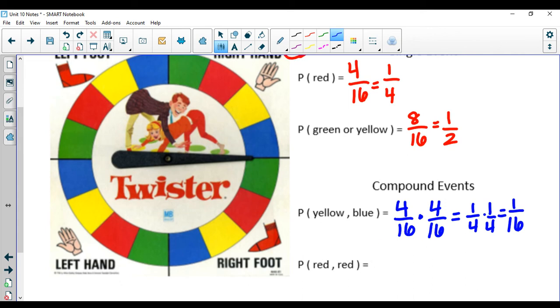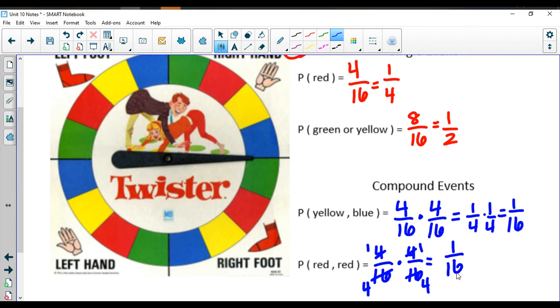The next one would be probability of spinning a red and then another red. So on my first spin, the probability that I get a red, there's 4 of those out of 16. And on my second spin, the probability that I get another red is 4 out of 16. Again, I could cross reduce like this, 4, 1, 4 goes into 4 once, 4 goes into 16 4 times. We get 1 over 16 then for our probability here.